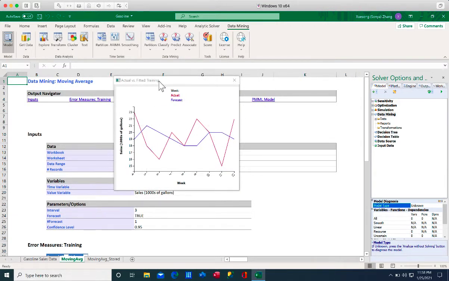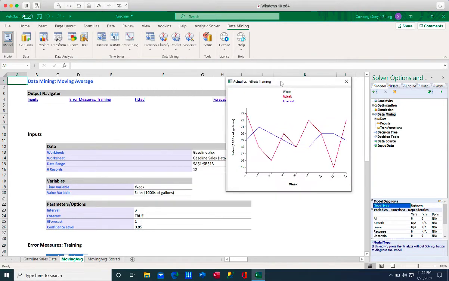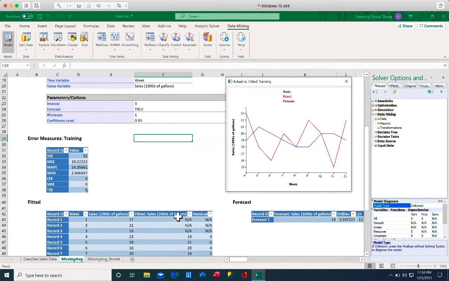The results are generated in the moving average worksheet, with a graphic of the actual versus fitted line. You can see that there are some discrepancies between the actual and forecast. The red one is the actual and the blue one is the forecast. Let's take a look at the performance of our model.